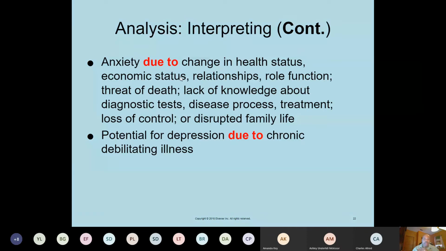For example, when it talks about lack of knowledge about diagnostic tests, how can we minimize that other than teaching our patients about their diagnostic tests, about their disease process, about their treatment? And we use the teach back method. You teach them and they teach you back, in their own words, which would signify to you that this patient understands what you just taught them. All right.